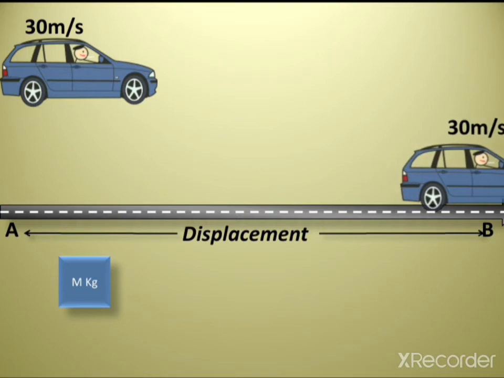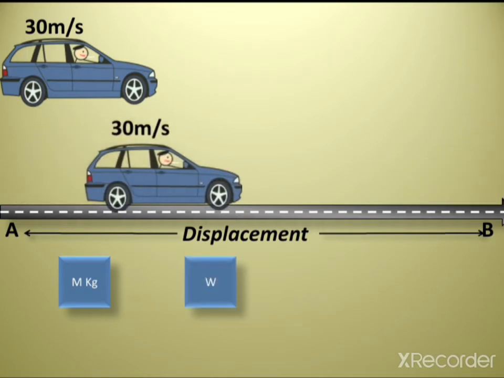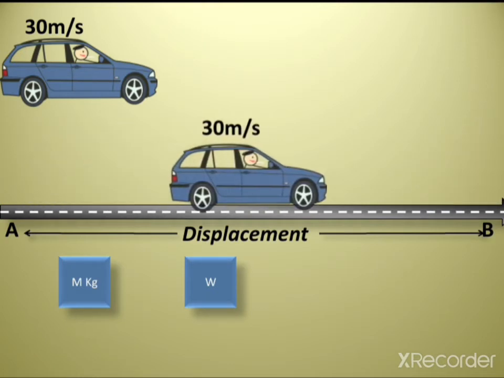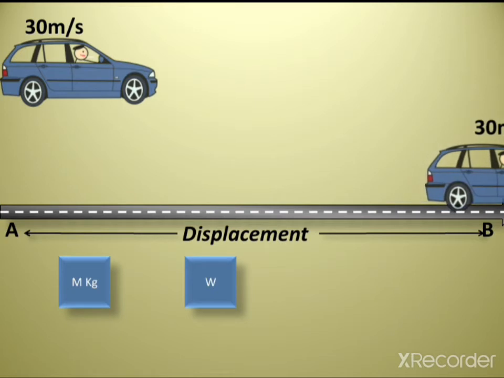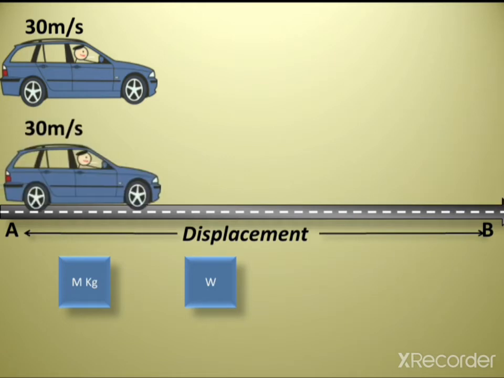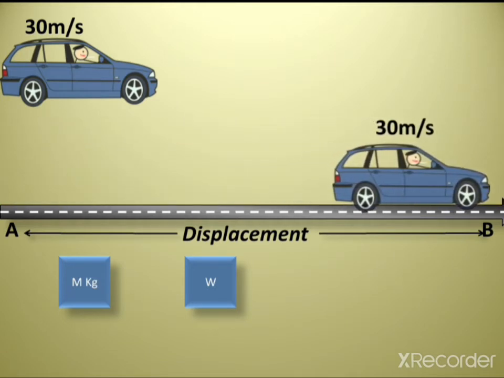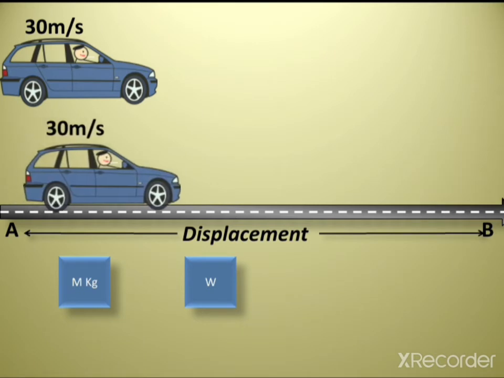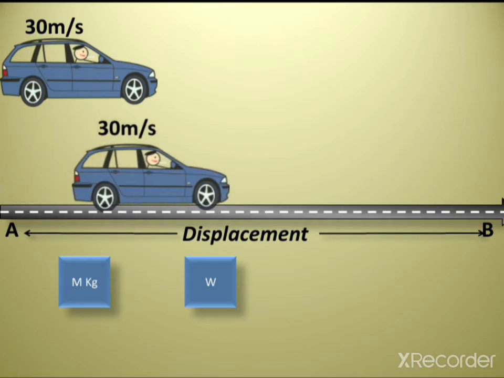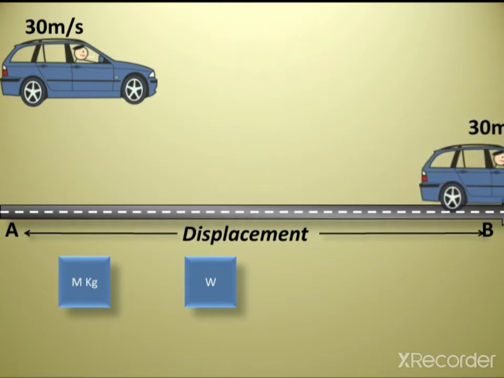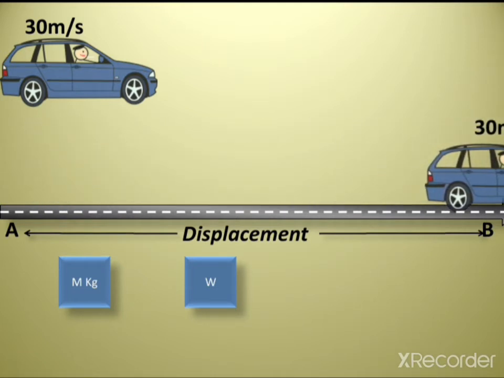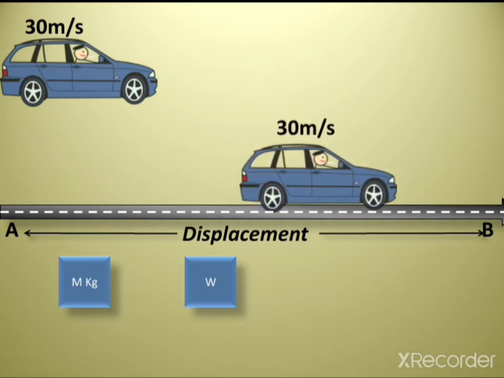But if you are going to measure the weight of the same body having the same mass, then what will happen? You know what is weight? Weight is the force exerted by the acceleration due to gravity. That means because of the force due to gravity, the body has the tendency to move towards the center of the earth, and this force will give you the measure of the weight of the body.